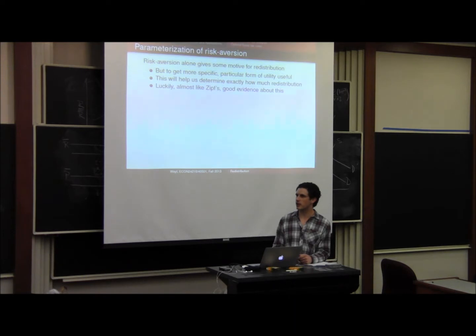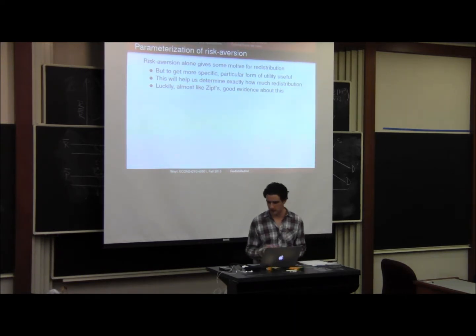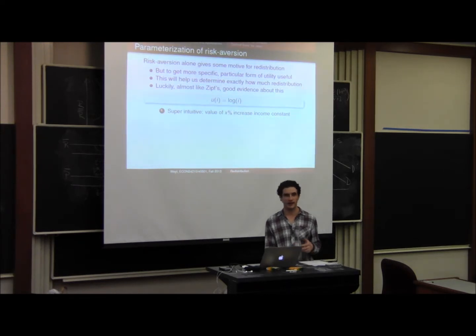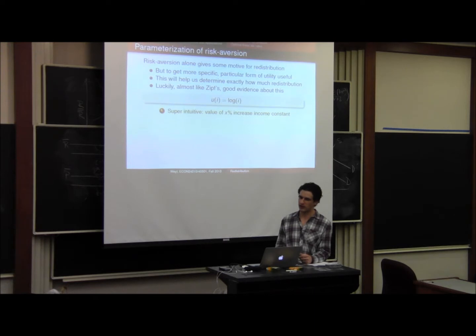Luckily, there's some pretty compelling evidence about what the right form of this is, just the way there was with Zipf's law, pretty compelling evidence about the distribution of people's talents. In particular, I think there's quite a lot of evidence suggesting that the best approximation to utility is log utility. And this is a very easy form to work with. Interestingly, it was also the first form of utility function ever proposed back in the 17th century by Bernoulli. And it's still basically the best that we've got.